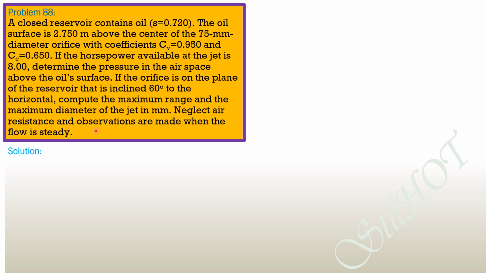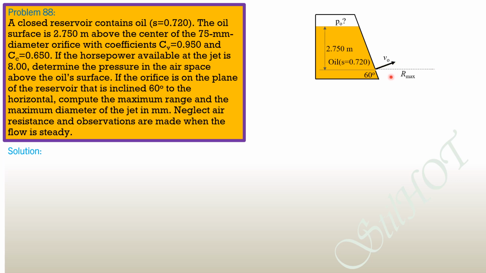So for the solution, to help analyze the situation, let's have the figure. Then this is 60 degrees. Therefore, the initial angle that the jet leaves the orifice is 30 degrees from the horizontal. So this is the depth, 2.75 meters to the oil surface. Then the oil surface is subjected to pressure P sub O. So this is R max. That's 30 degrees, and power in the jet is Q gamma O times energy in the jet.